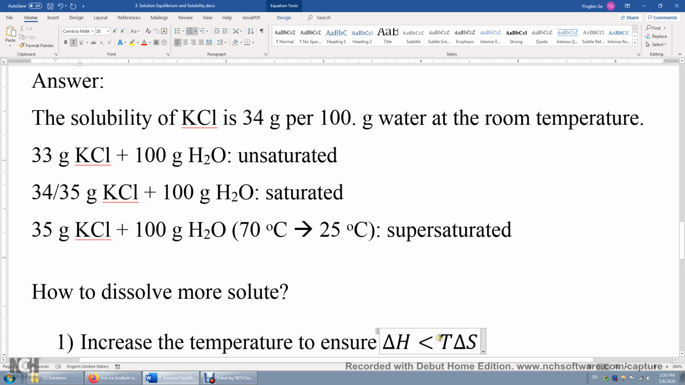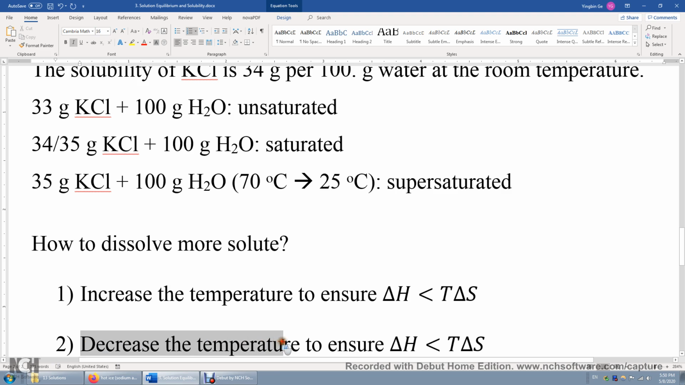And eventually, if the temperature is high enough, this T delta S is going to be greater than delta H. Okay, and this is the condition for dissolving the substance. So if you want to dissolve more, increase the temperature.